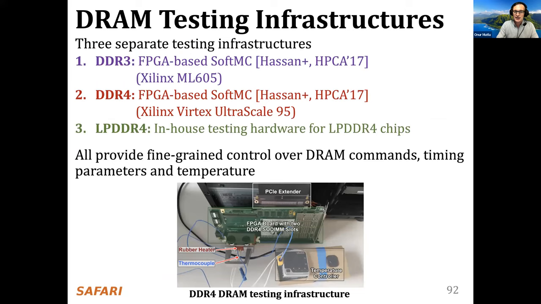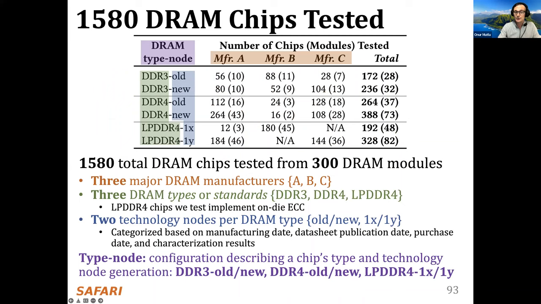Very quickly, to go over what we did in this work: we have infrastructures for DDR3, DDR4, and LPDDR4, and we tested chips from different technology nodes. Again, I'm not going to go over this in detail, but we have three major manufacturers, three DRAM types and standards, and two technology nodes per DRAM type. You can do scaling studies this way. Our results are actually very common across different generations and different types of DRAM.